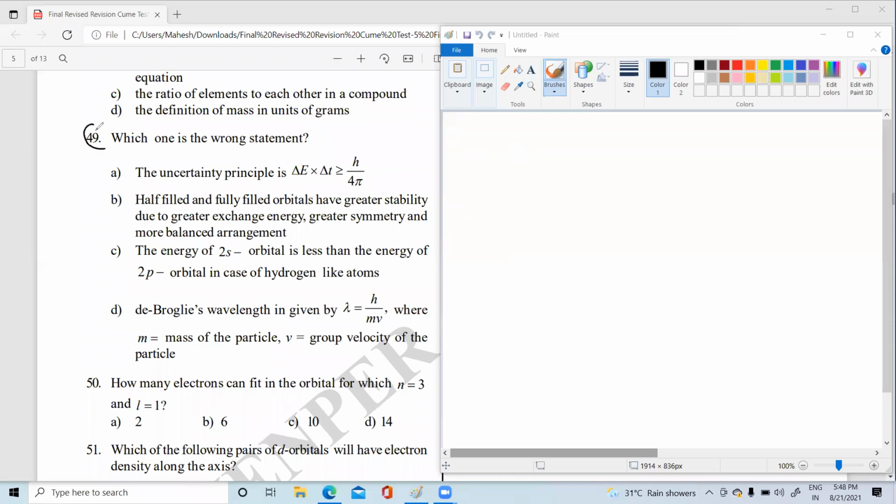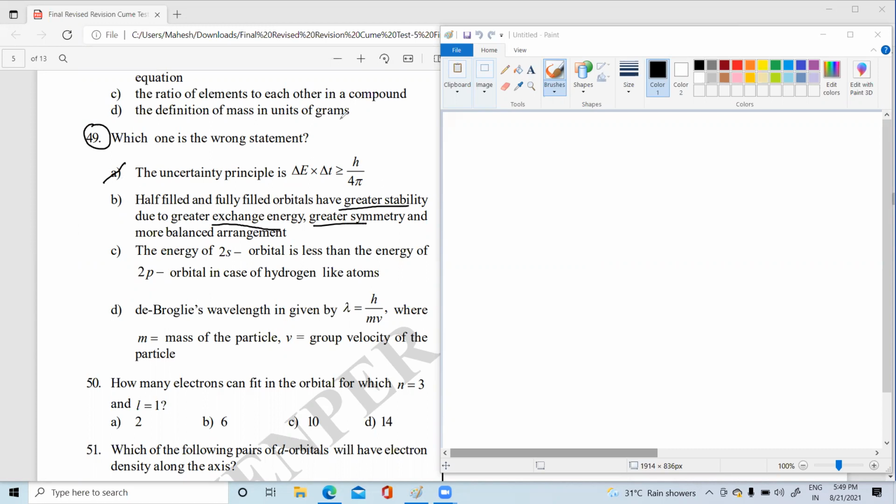Next, question number 49, students. Which one is the wrong statement? The uncertainty principle, delta E into delta T greater than or equal to h by 4 pi. This is the correct one only. Half and fully filled electronic configurations have greater stability. Yes, it is correct. What is the reason? Due to the exchange energy as well as greater symmetry present. So this also will be a correct option only.